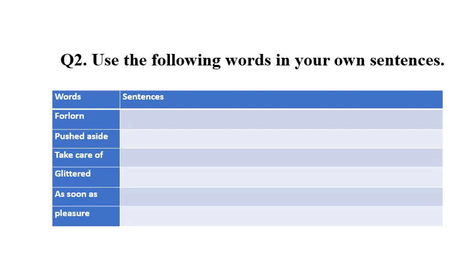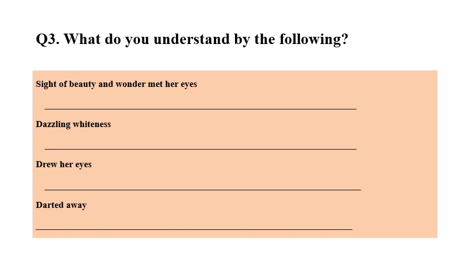After completing comprehension, you have the next question, that is, use the following words in your own sentences. Here are some words given and the words' meanings have already been described in our previous video lesson. You can read the words here: forlorn, pushed aside, take care of, glittered, as soon as, and pleasure. You are going to make sentences in your own words and try to make different sentences. After completing your sentences, you are going to write question number 3 in this week.